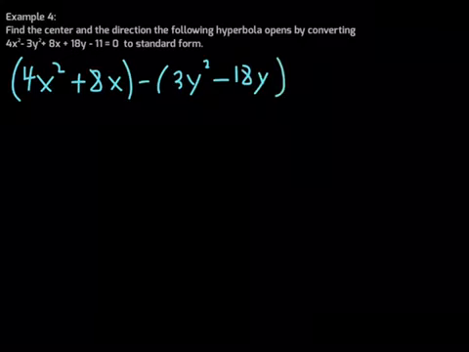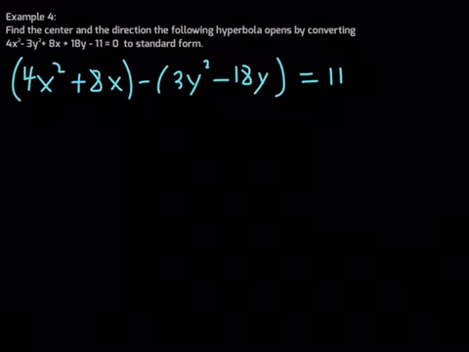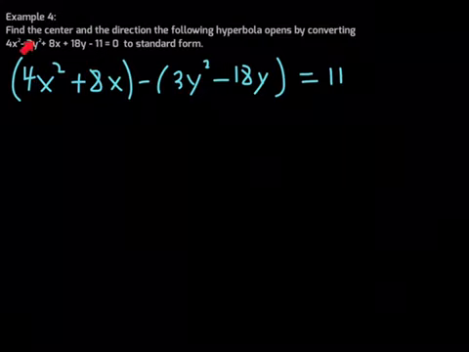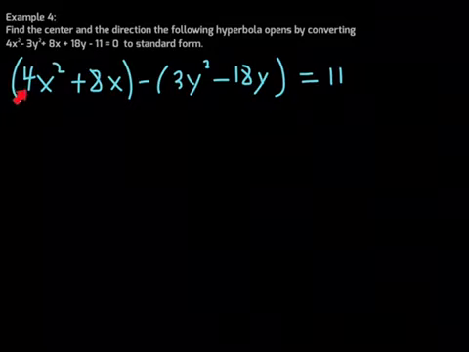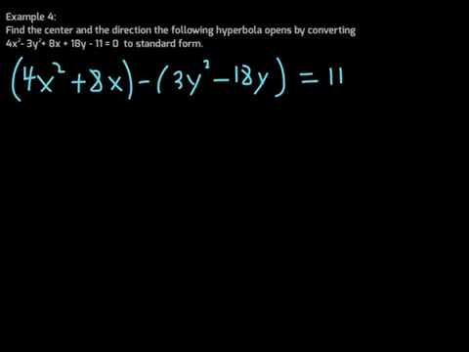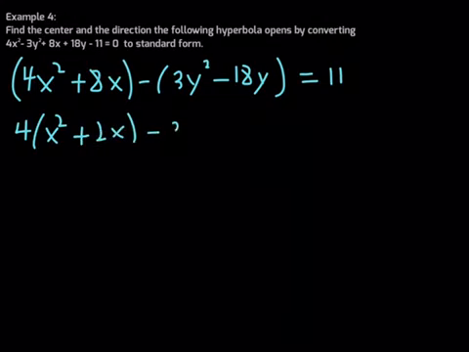I'm moving the 11 over. And then again, I want to highlight here, I just want to be careful with my signs. When I collected my y terms together, I factored out the negative right away. So that changed the positive 18 to negative 18. Okay, before you complete the square in x or y, this leading coefficient, each of them has to be factored out so that the leading coefficient is 1. So you're going to see me factor out the 4. You're going to see me factor out the 3.